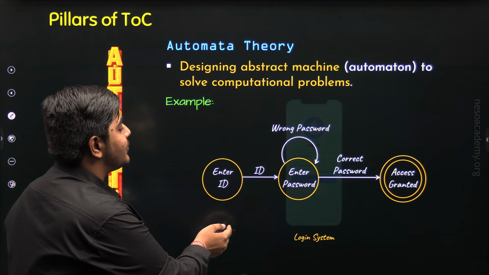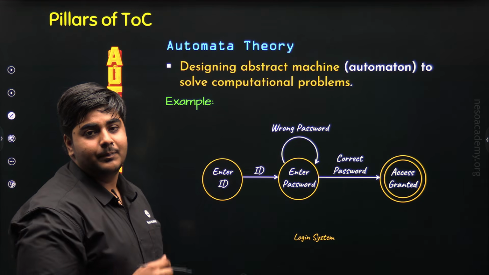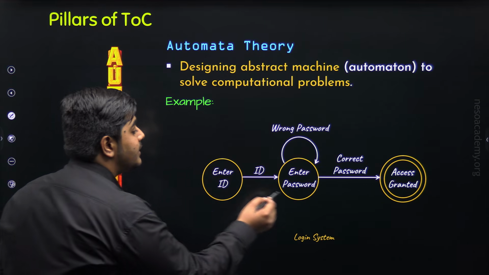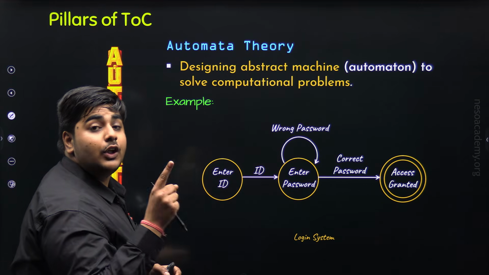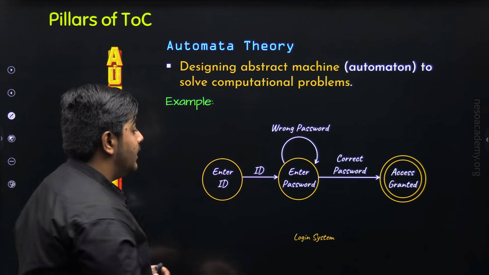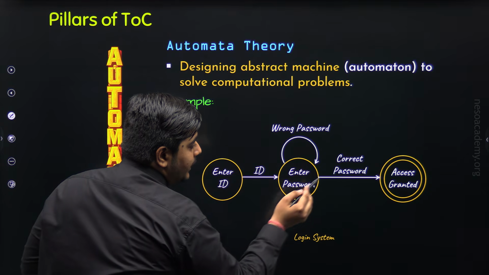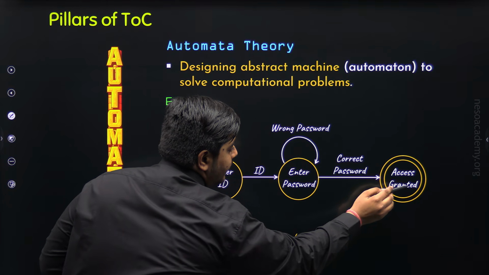So this is the abstract machine for a login system. Let's understand this abstract machine quickly. These three are the three states of the login system or the abstract machine. State number 1, enter ID. State number 2, enter password. And state number 3, access granted.